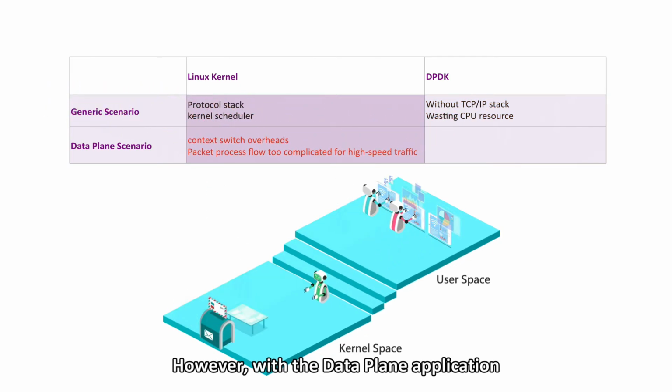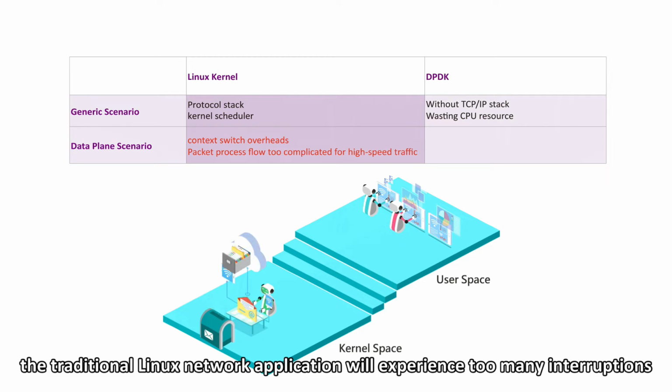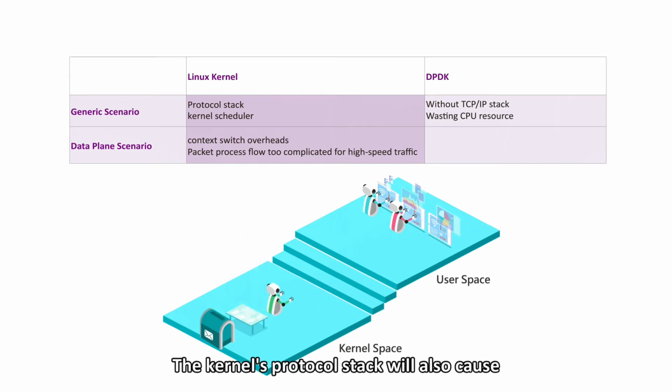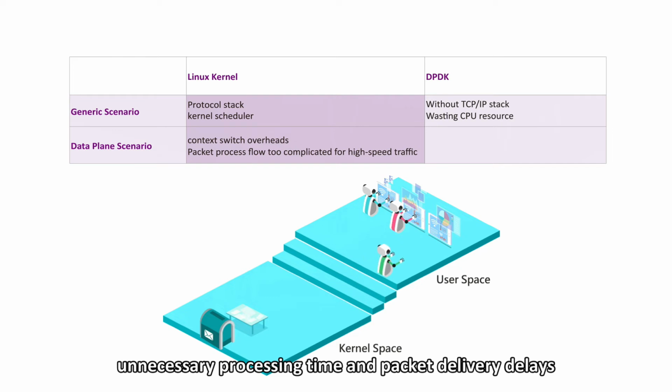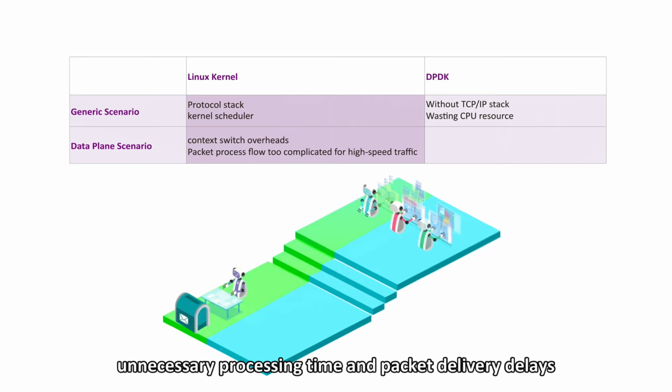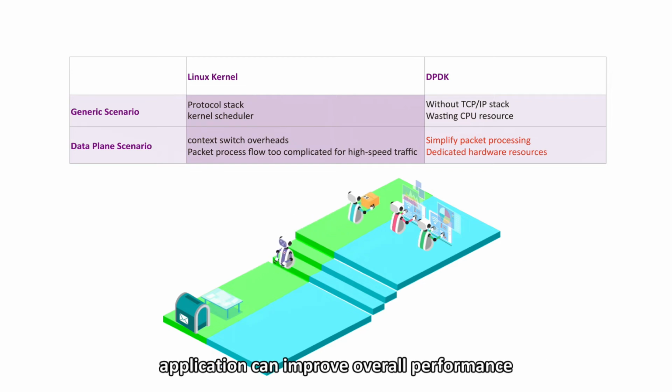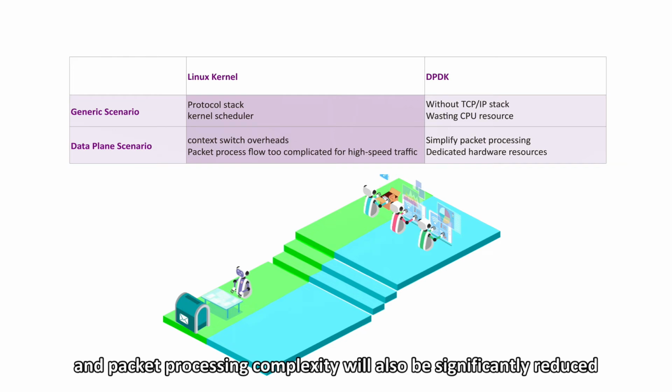However, with the data plane application, the traditional Linux network application will experience too many interruptions, resulting in too many context switches and reducing performance. The kernel's protocol stack will also cause unnecessary processing time and packet delivery delays. By allocating dedicated hardware resources, the DPDK network application can improve overall performance, and packet processing complexity will also be significantly reduced.